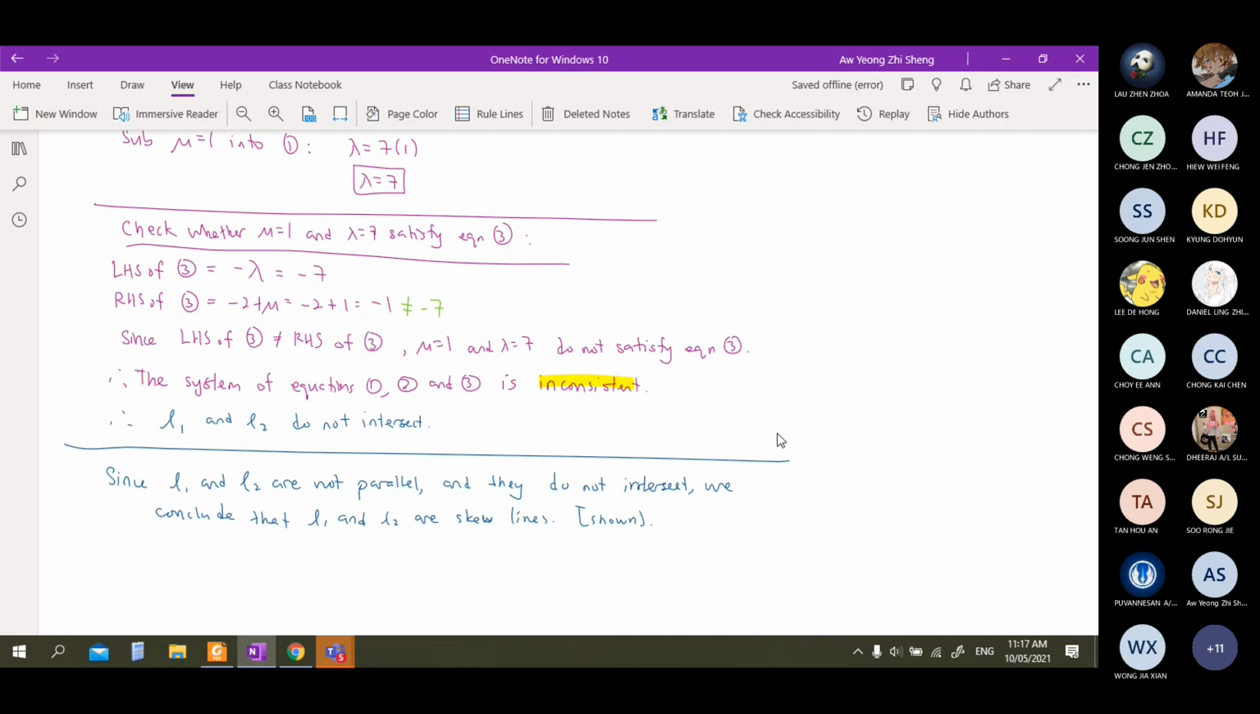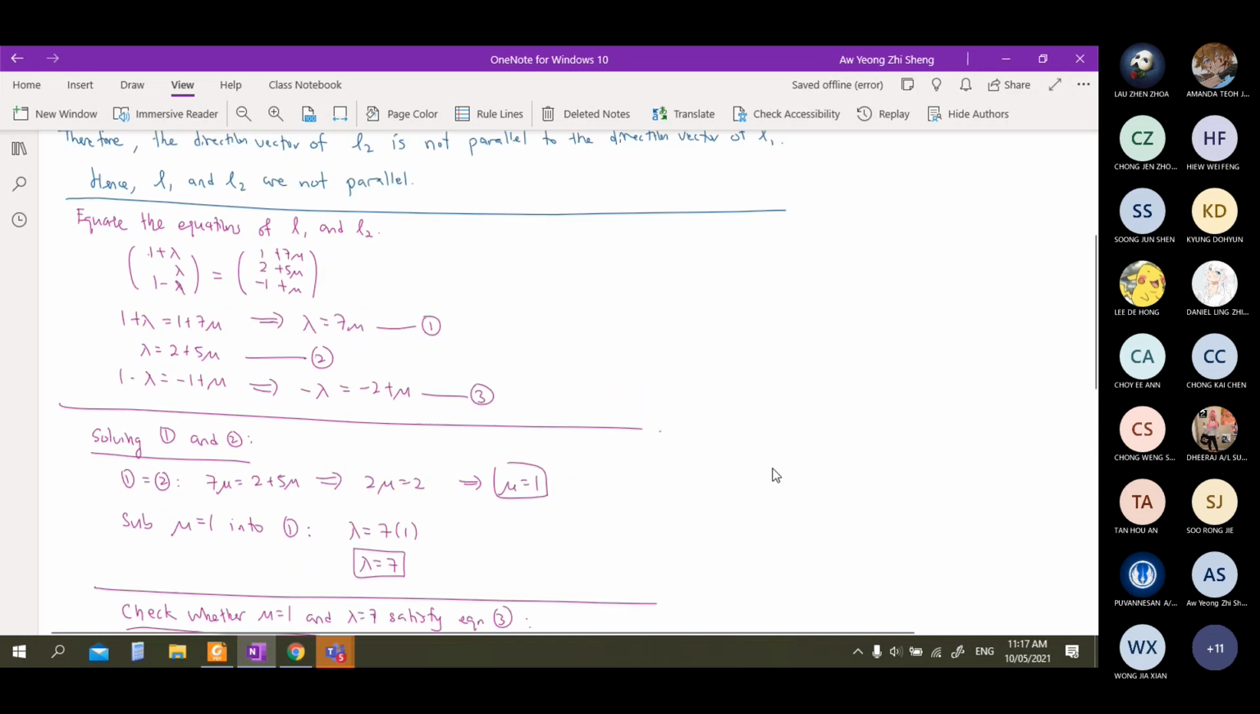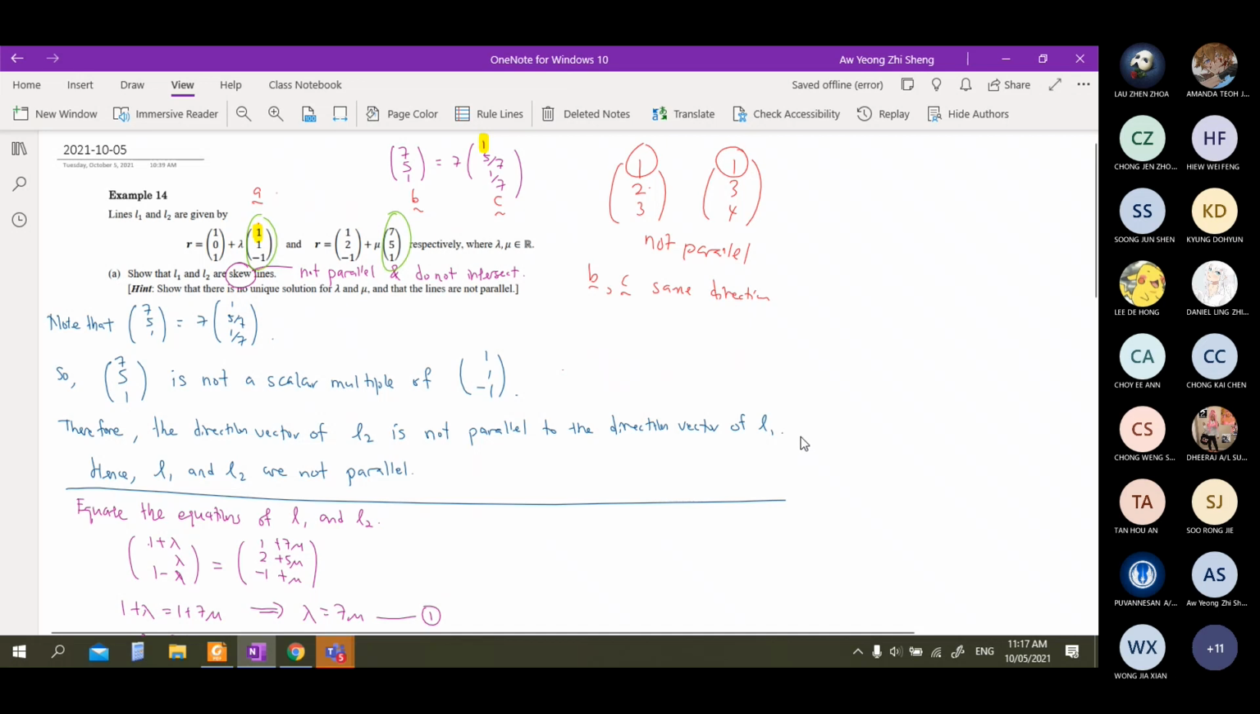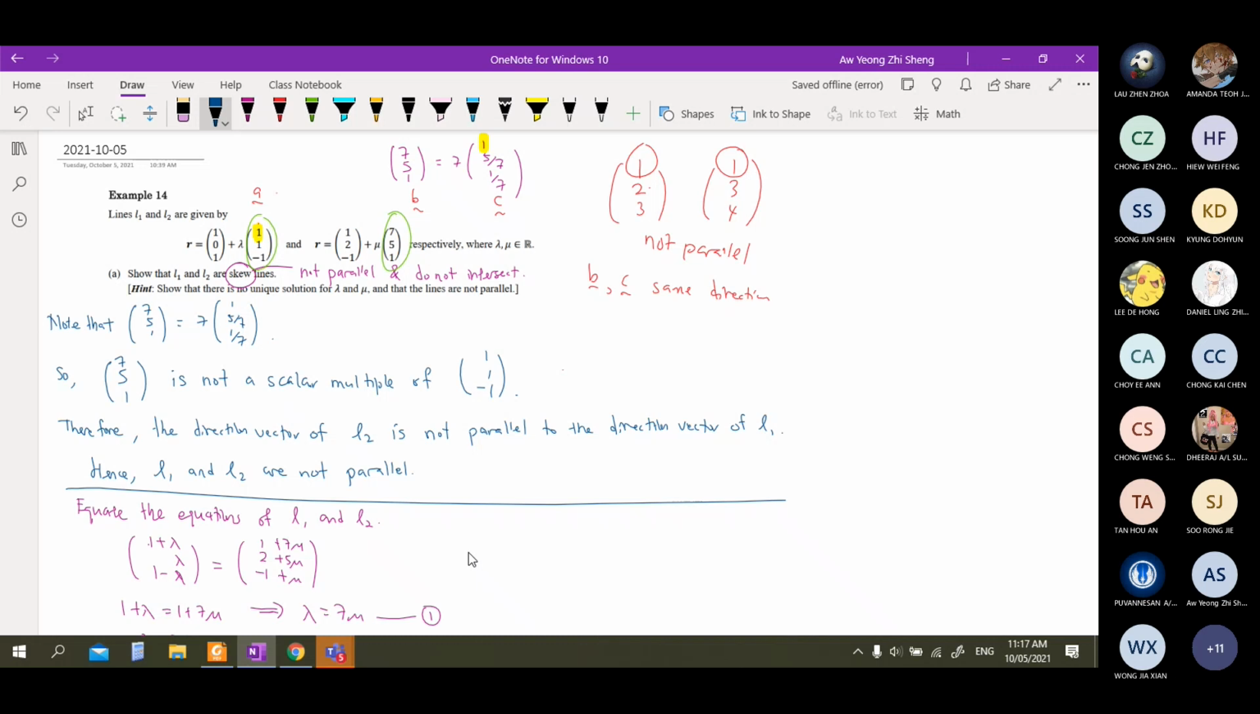Okay, let's recap the whole procedure to show that two lines are skew. To establish that two lines are skew, we need to establish two things: not parallel and do not intersect. So this part at the top in blue color is the part where we establish that the lines are not parallel. Where you only need to say that one direction vector is not a scalar multiple of the other, and therefore direction vectors are not parallel, and because of that, the lines are not parallel.